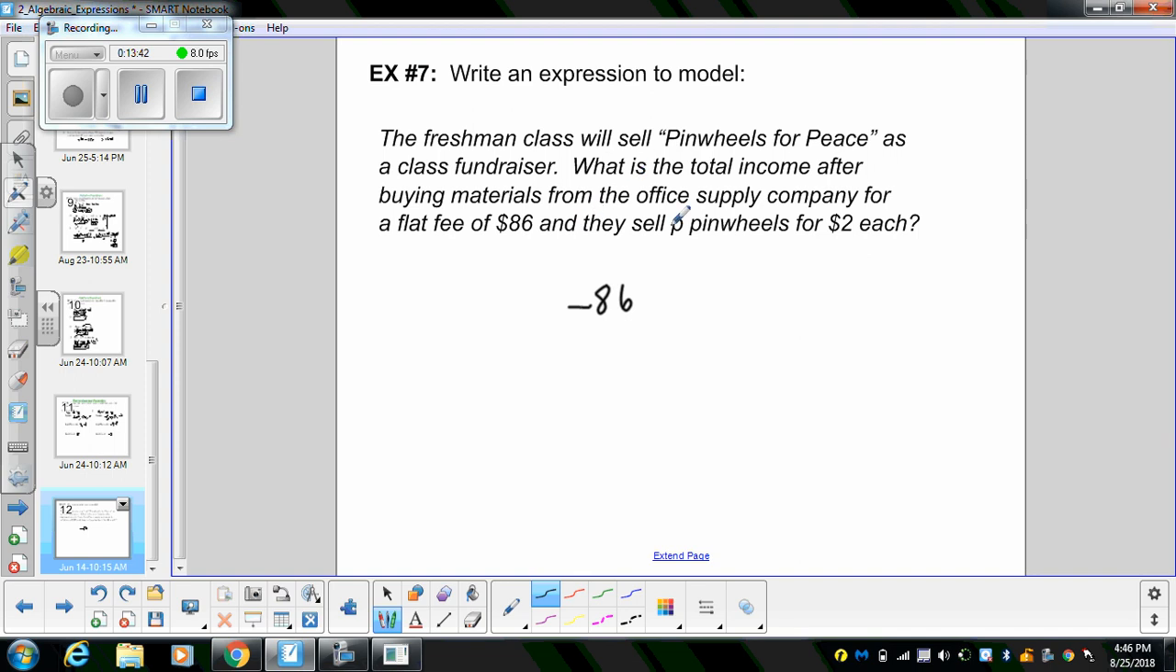And then they will sell pinwheels for $2 each. Well, this right here, that's our profit. So for each pinwheel we have, we'll sell them for $2 each. Okay? So there's your expression. And then if you were trying to make some type of quota, you'd say equal, maybe you're trying to make a profit of $100. So you put 100 there, and then we could solve how to figure that out, and we'll learn that later.